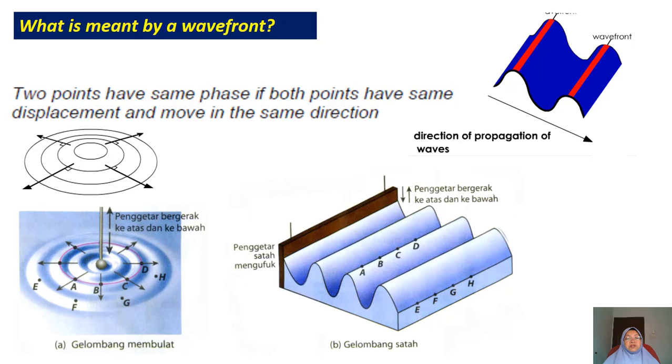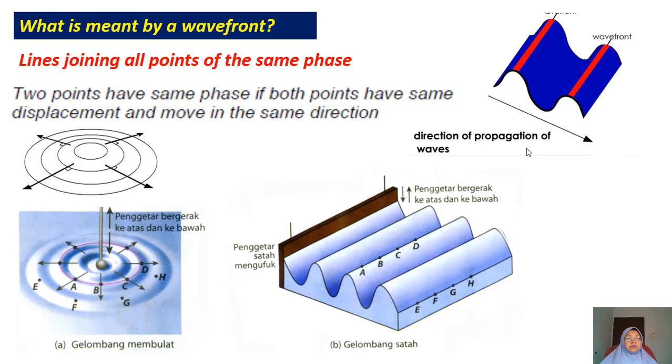Start with the definition of a wavefront. What is meant by a wavefront? A wavefront is a line joining all points of the same phase. Two points have the same phase if both points have the same displacement and move in the same direction. The four particles will vibrate upwards, so they are in the same phase. So the line joining A, B, C, D is what we call a wavefront.